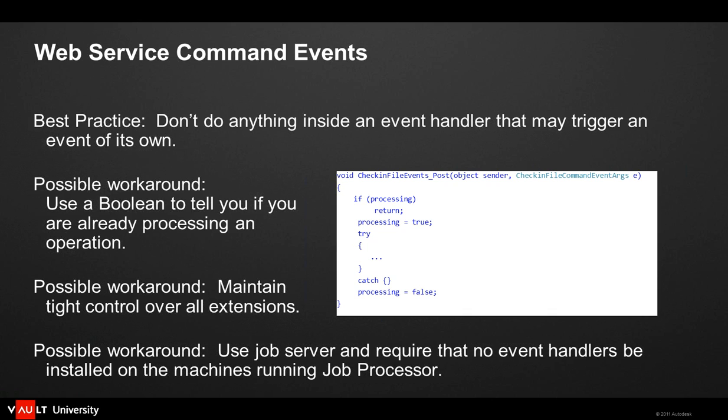Another way is that job server might be a good workaround. So inside of your event handler, you queue up a job, and when that job runs, that job will do the actual work. And another part of this is that whatever machine's running the job processor is not going to have event handlers on it. In other words, the job processor basically gets to do things without triggering events. So, a couple of options on the table. I'm not saying any of them are perfect. It kind of depends on your situation.